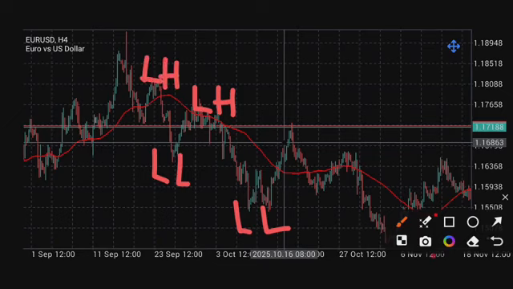So when the price is in a downtrend, it makes lower highs and lower lows, and it continues. This is another lower high, and this is another lower low. So this is a downtrend.